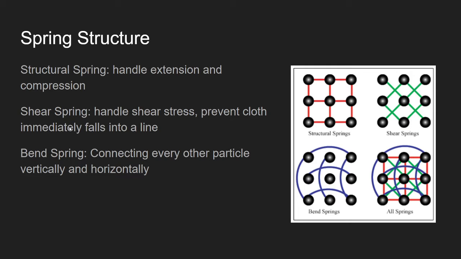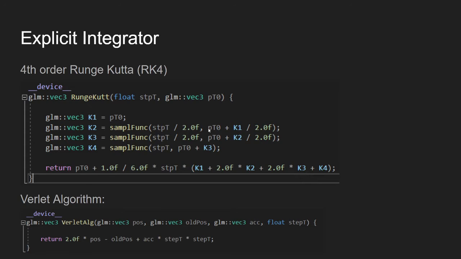This intrinsic property is basically generated from these three spring structures that are holding the framework of the cloth. The shear spring right here basically prevents the cloth from immediately falling into a line, and the bending spring prevents the cloth from folding like a piece of paper.